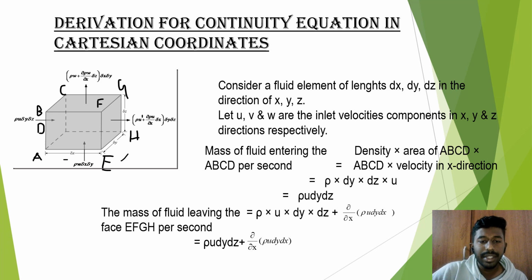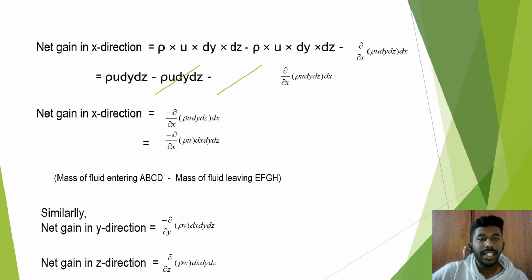Now the mass leaving the fluid face EFGH per second will be rho u dy dz plus del by del x of rho u dy dz. The net gain in x direction will be equal to the mass of fluid entering the face ABCD per second minus the mass leaving EFGH per second. Here rho u dy dz minus rho u dy dz will get cancelled out. Then the net gain in x direction will be minus del by del x of rho u into dx dy dz.